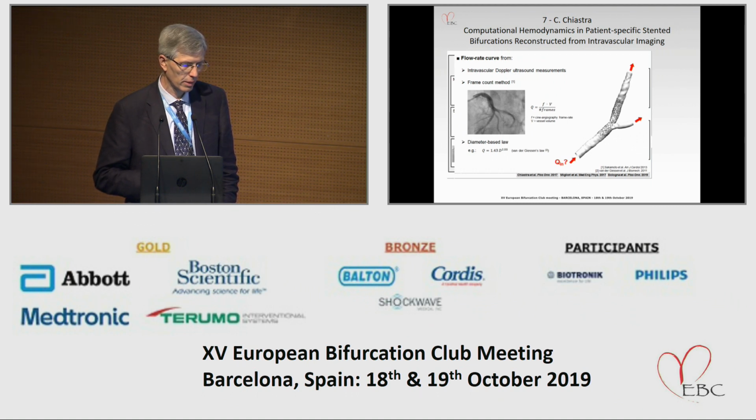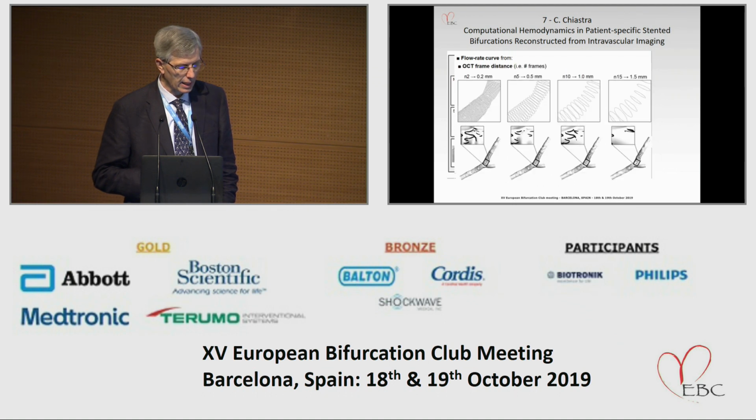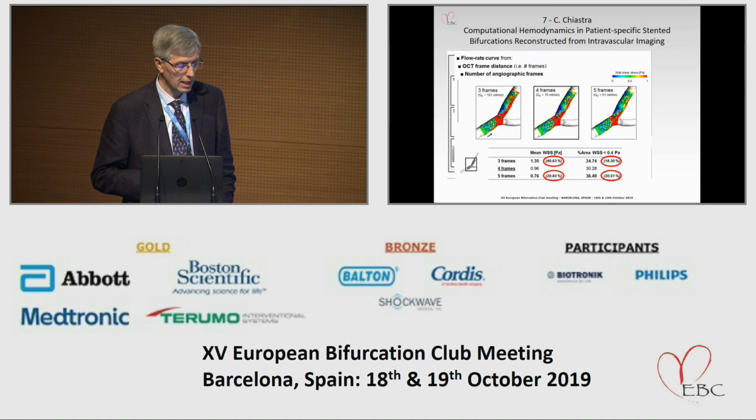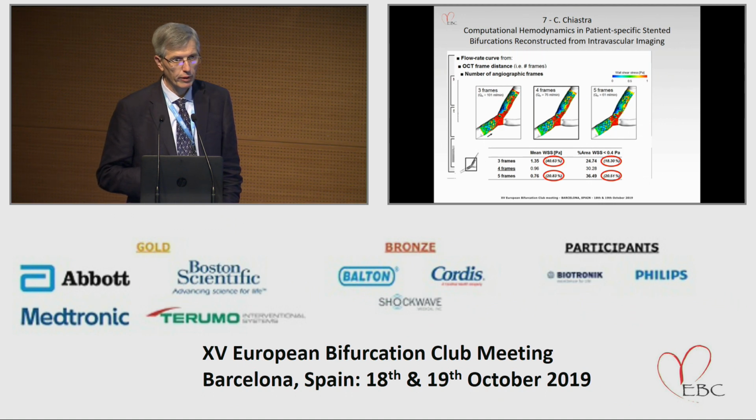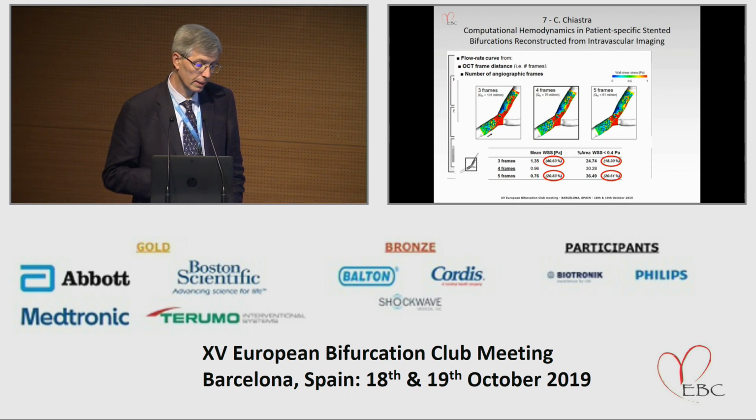uncertainties in the results. These can be due, in numerical simulations, to the fact that we have unknown boundary conditions, can be related to the fact that OCT reconstruction has a degree of freedom that can affect the success of the reconstruction of the stent, and can be due also to the fact that the number of angiographic frames used to assess the flow also has an impact, which qualitatively cannot be seen, but quantitatively exists.